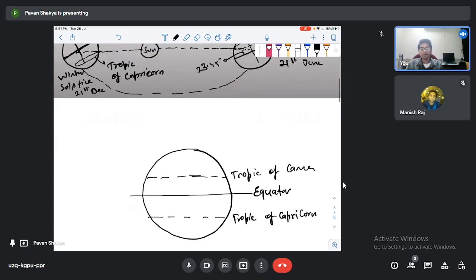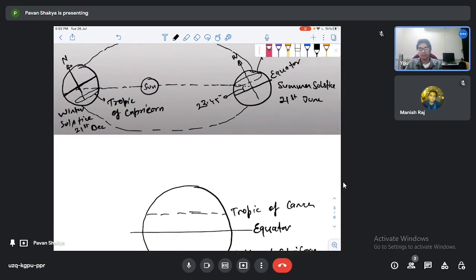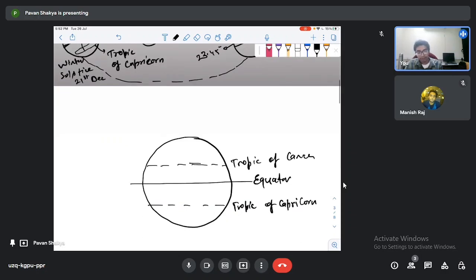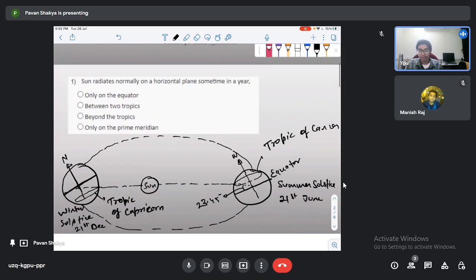From the above discussion, we can say that the sun radiates normally on the Earth's surface in between the Tropic of Cancer and Tropic of Capricorn. Thus, the answer for this problem will be the second one, between two tropics.